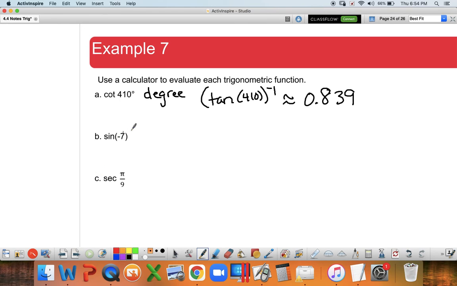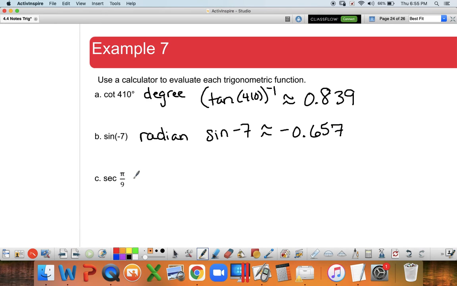Now, the sine of -7. Notice how I don't have a degree symbol. If you don't see a degree symbol, you need to assume that you are in radian mode. So change your calculator to radian mode. And then you just type in sine of -7 just as is. You should get out negative 0.657.